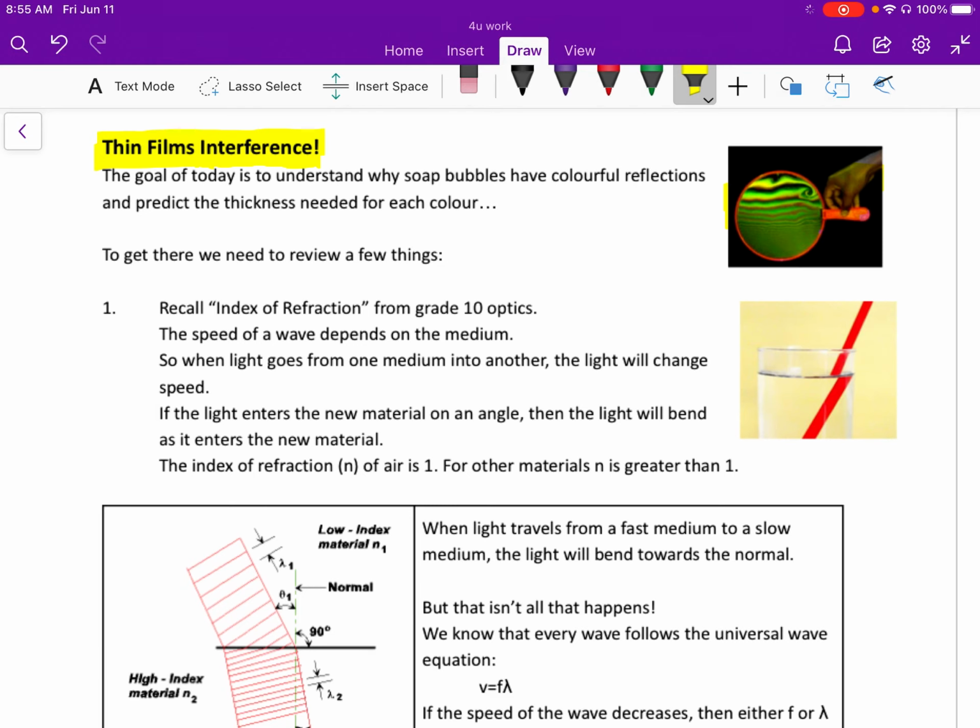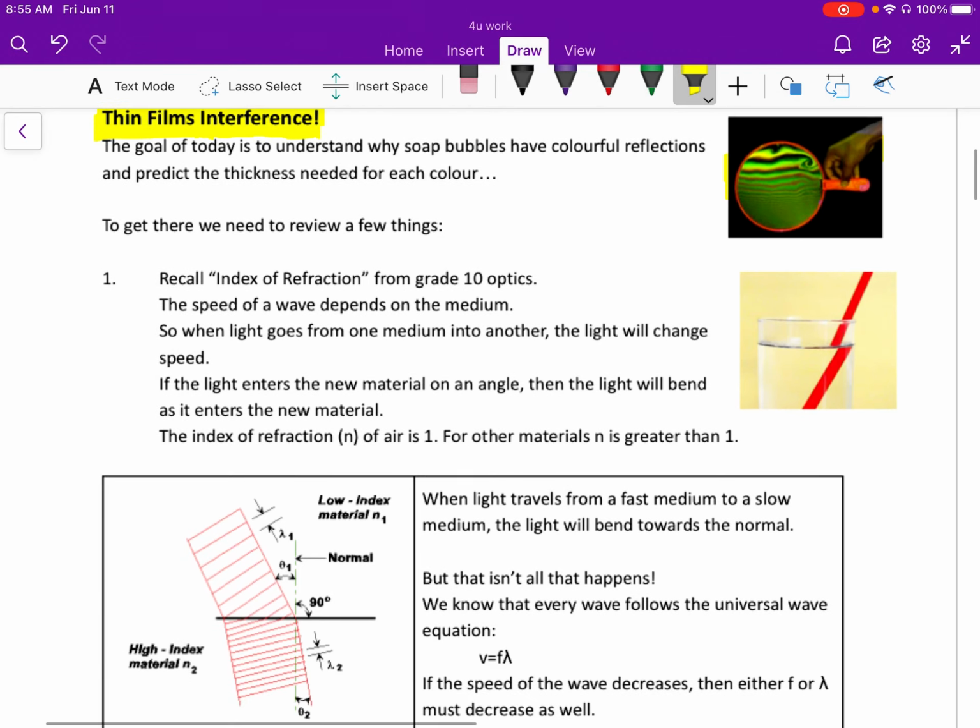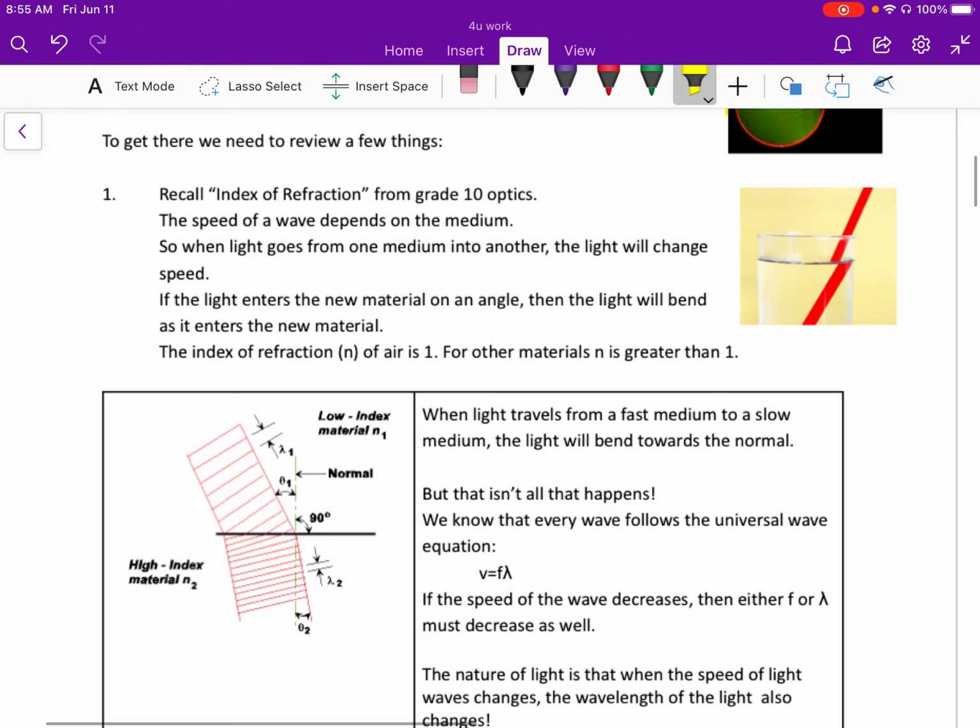To get to understanding the interference, we're going to have to take a little bit of a backtrack to remind ourselves of some things we learned before. The first backtrack is all the way back to grade 10 optics when you learned about something called refraction and the index of refraction. We know, especially after grade 11 waves and sound, that the speed of a wave depends on the medium. We now know that light is a wave, so whenever light goes from one medium into another, since it's changing mediums, it's going to change speed.